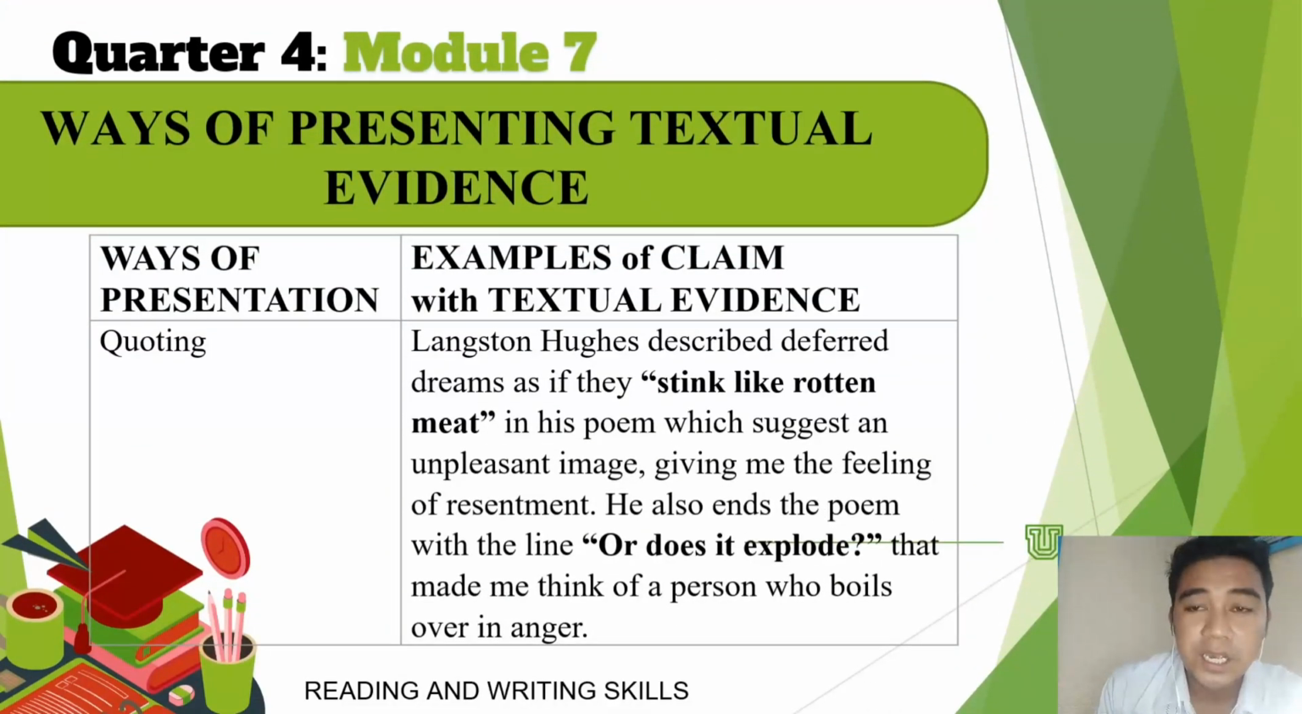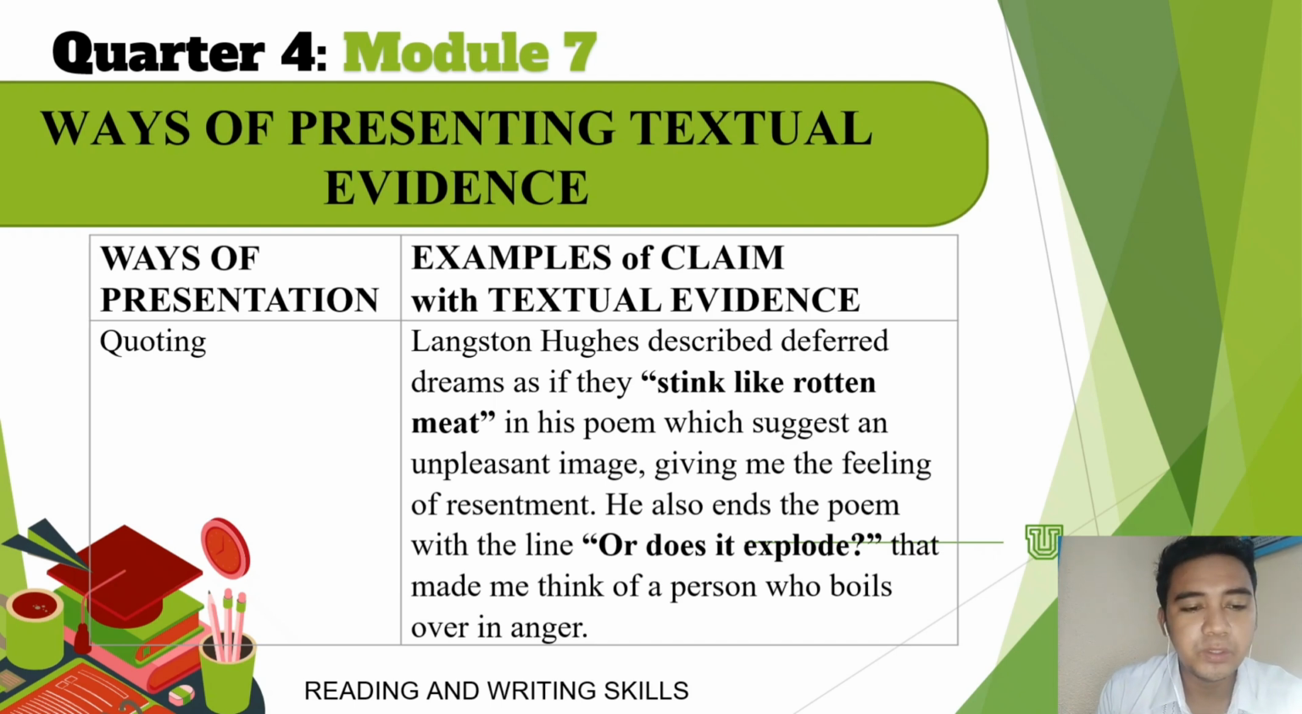And lastly, quoting. In quoting, you are getting the exact words of the author and you are writing them in your essay or you are referencing it. Okay? Just like in this example, Langston Hughes described deferred dreams as if they stink like rotten meat in his poem, which suggests an unpleasant image, giving me the feeling of resentment. He also ends the poem with the line, "Or does it explode?" that made me think of a person who boils over in anger.